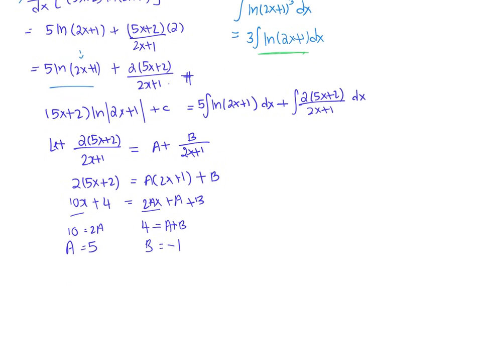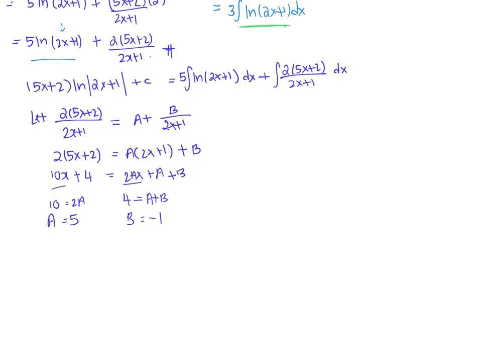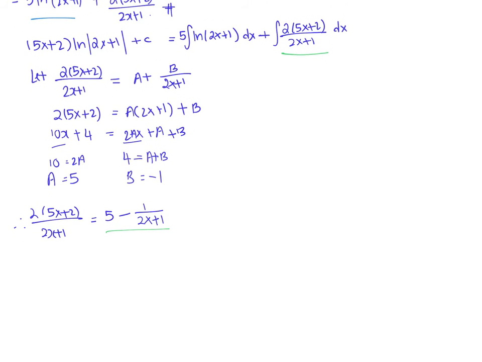Alright, so let's rewrite our fraction. We will have 5x plus 2 over 2x plus 1, and this will be 5 minus 1 over 2x plus 1. That means we can rewrite this above in this form, and we all see that this is easier to integrate, right? So let's rewrite this part from the start.